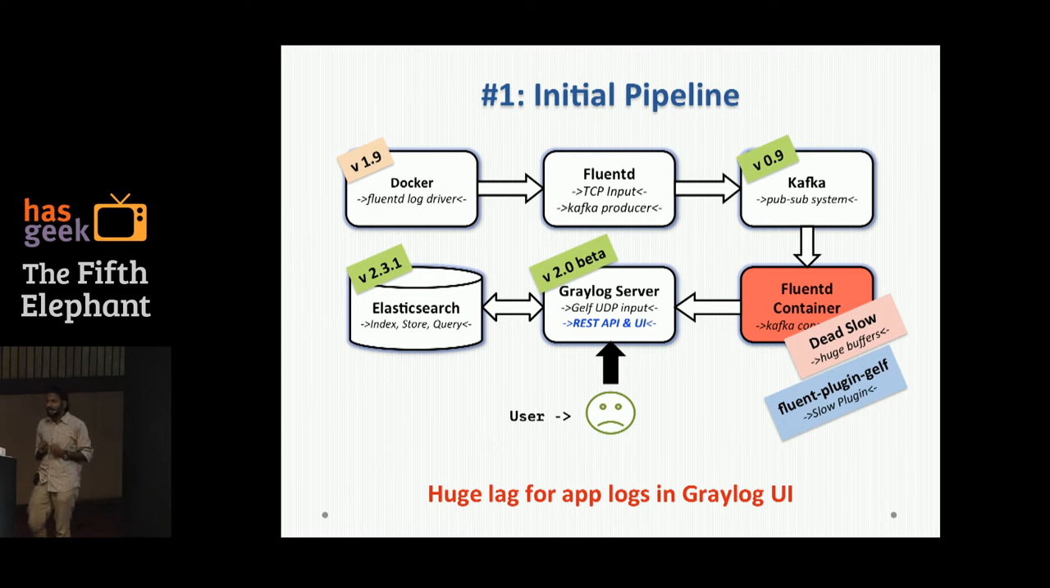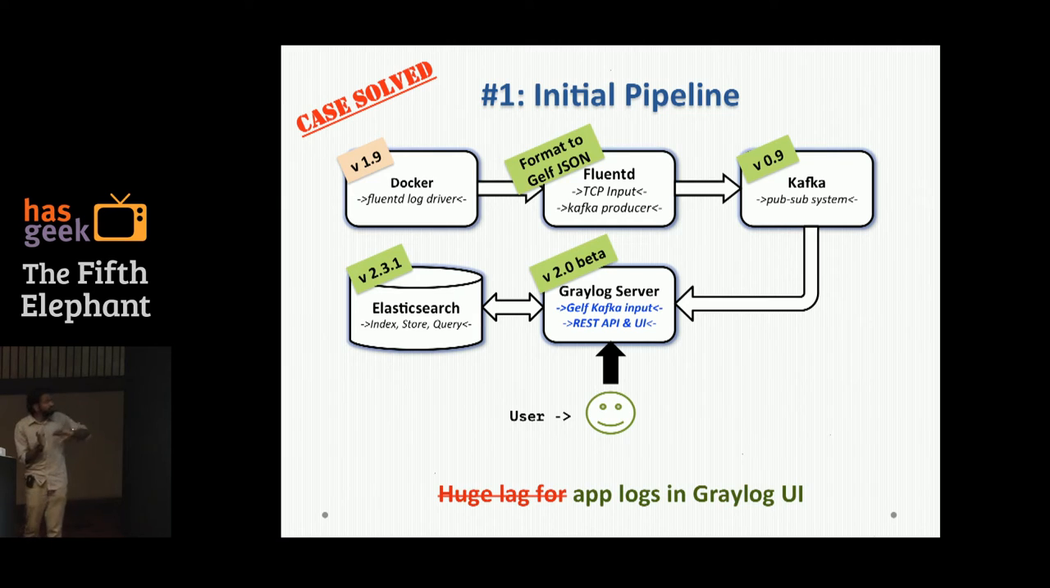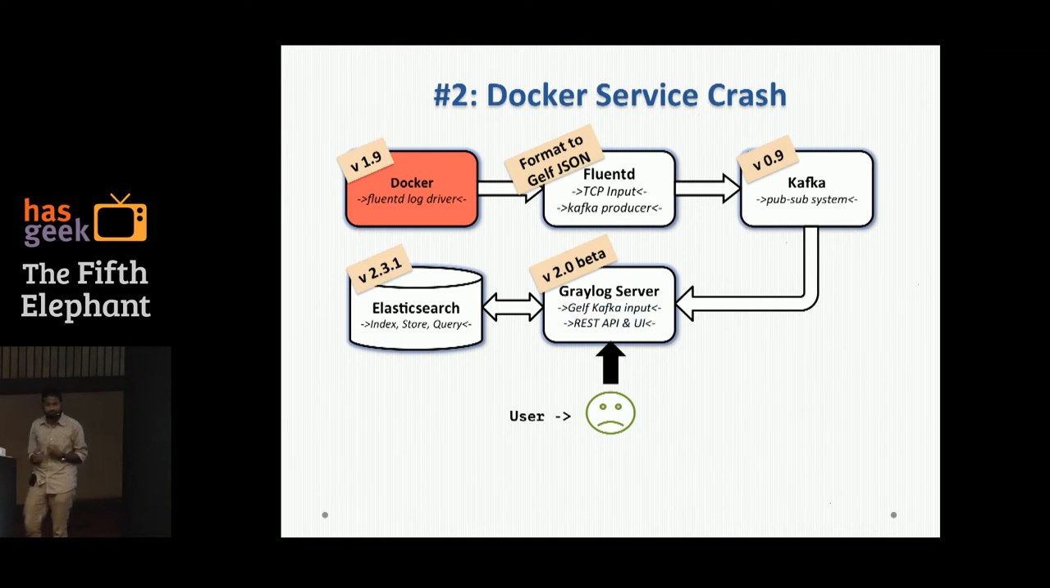The problem was at the Fluentd GELF plugin. So this was slow. In the new version of Graylog, we saw that it already has Kafka support. We started formatting the messages at the source itself in GELF format before sending it to Kafka. And Graylog is able to collect the messages from Kafka and also index it very well. So the first problem is solved. What could go wrong next?